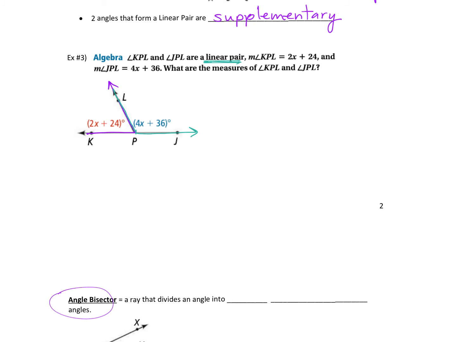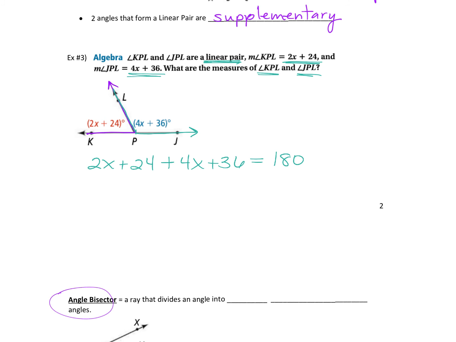They're a linear pair. That means they're adjacent and supplementary. So they're going to add up to 180, right? People are always like, they didn't tell me how much their total is. They don't have to. If it's a straight line, it's 180 every time, right? So if we know that and we know their expressions and they ask us to find the measures of the angles, we're just going to add them together, 2x plus 24 plus 4x plus 36, and set that equal to 180. And now we can do the algebra.